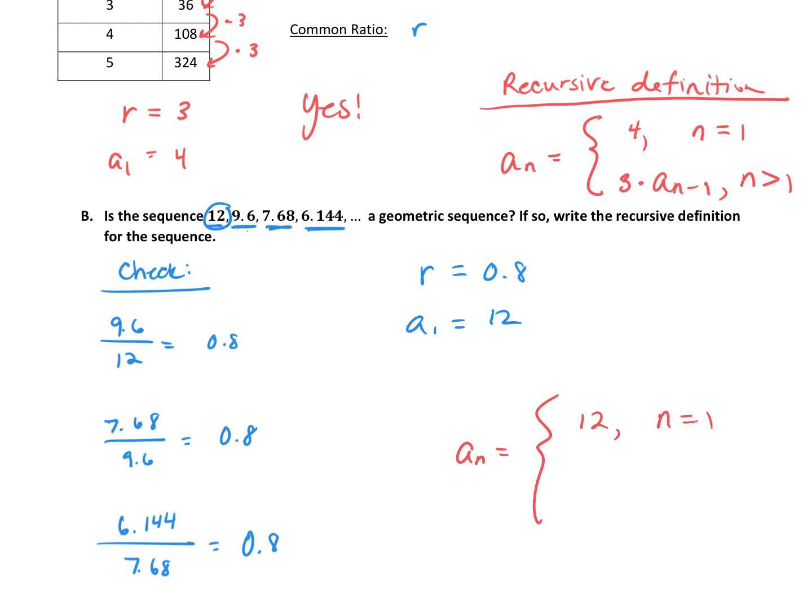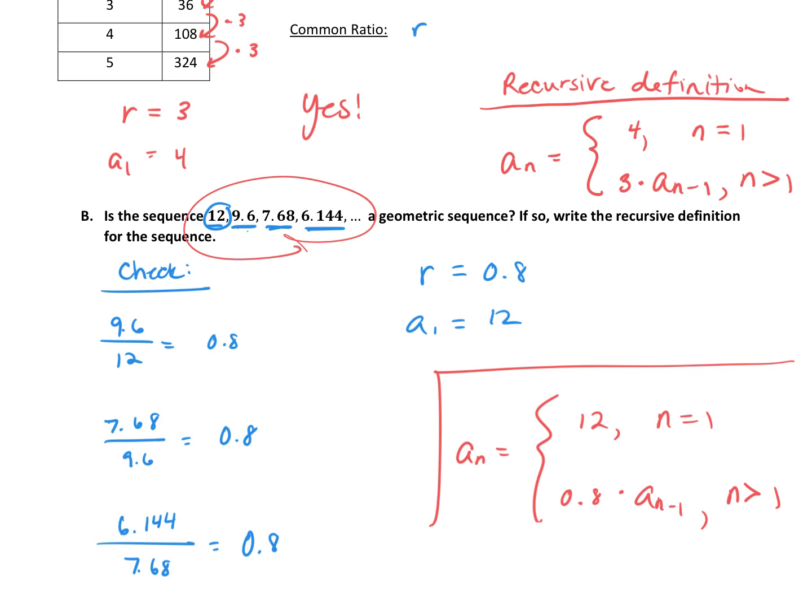when n equals 1. And then the second line is the rule. How do you get to the next term? Well, you take your common ratio, 0.8, and you multiply it by the previous term. And you're going to do this for every term after the first term. So there's our recursive definition for this geometric sequence.